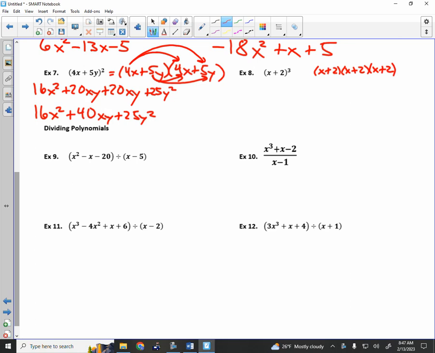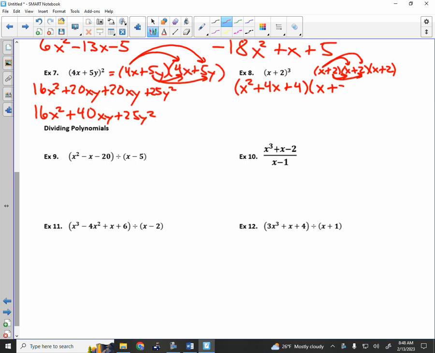That's going to take a little bit more time, isn't it? Yep. So you can see that some of the problems that you saw the other day were problems that were going to take 5 seconds. This is going to take just a little bit longer. x times x is the x squared. And I'm going to try to skip a step here. x times 2 and 2 times x, what will that give me in the middle? Yep, 4x. And then 2 times 2 will give me 4.